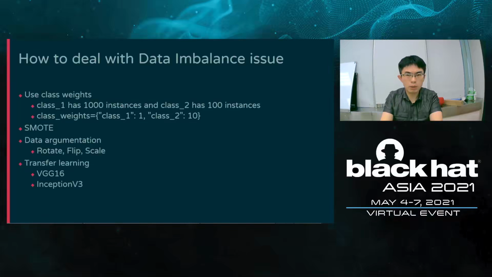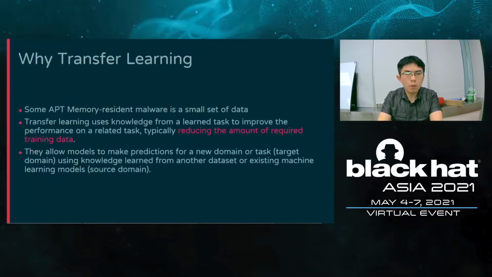Why do we choose transfer learning? Because some APT malware memory is only a small set of data. Transfer learning uses knowledge from a learned task to improve the performance on a related task. It typically reduces the amount of required training data.